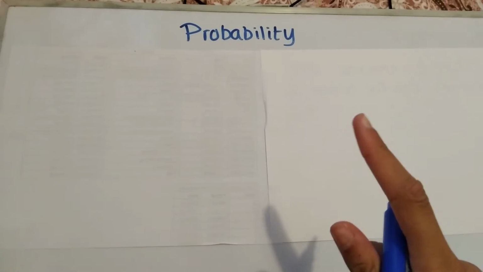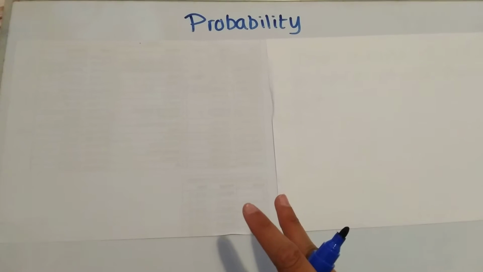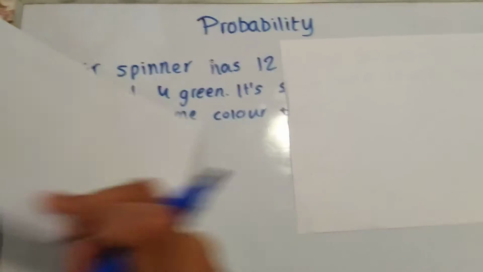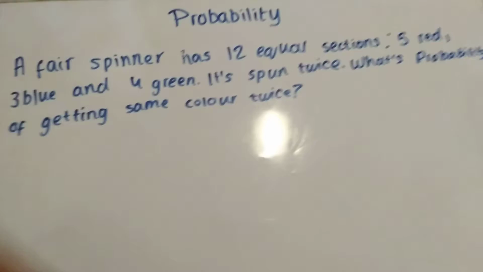Today we are going to be learning about probability. So, there are two types of probability. Today we'll be looking at the first one. Let's get started. So, here we have a question written down.